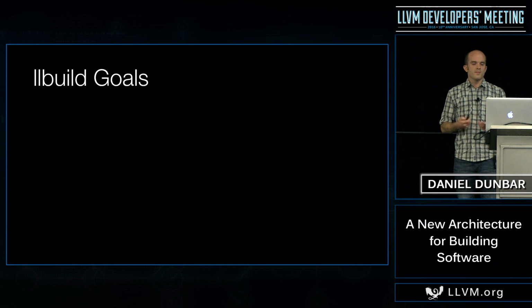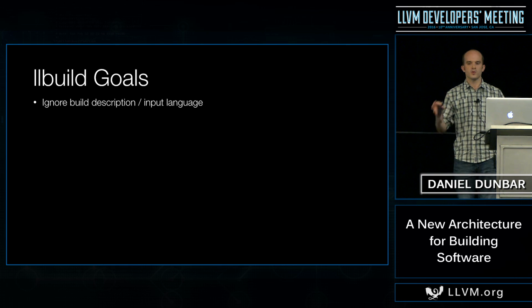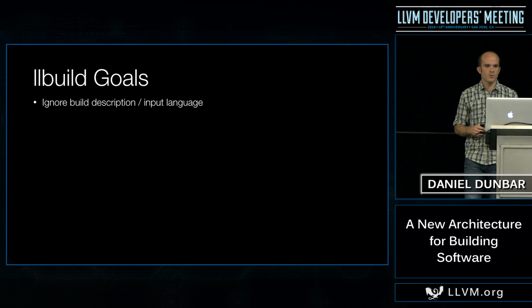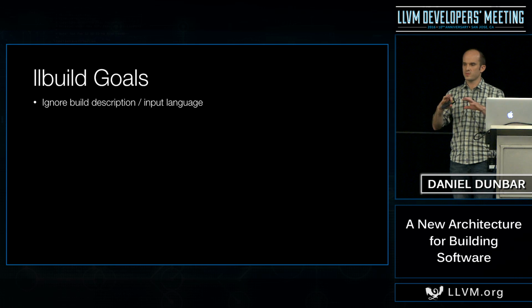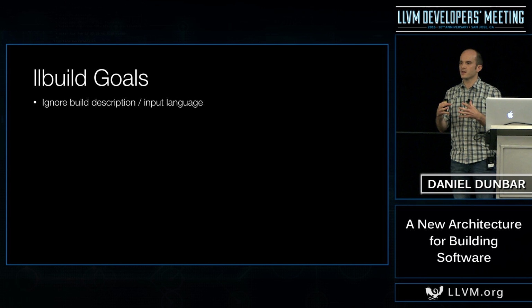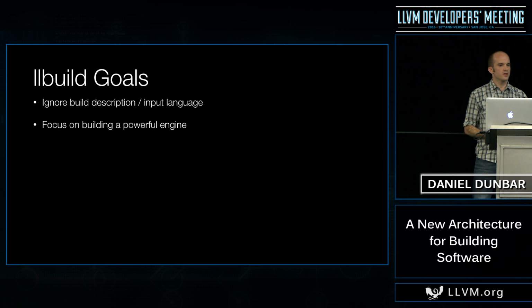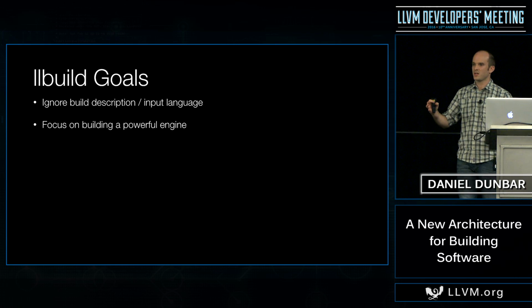So one of the main goals with llbuild was to ignore the build description and the input language part of the problem. I didn't want to just design a new syntax as a replacement for CMake. Most build systems, somewhere inside them, have a little engine that's capable of evaluating a dependency graph. And that engine is usually fairly simple. What I wanted to do with llbuild was instead focus on building a really powerful engine, the most interesting engine that could be built, in a way that it could potentially be used by lots of different build systems.